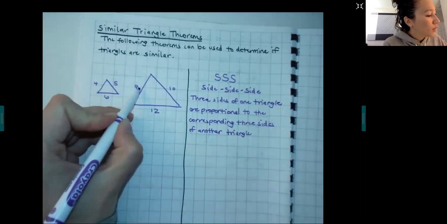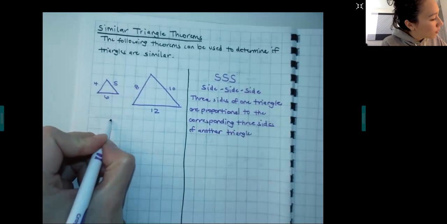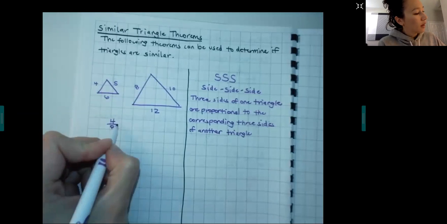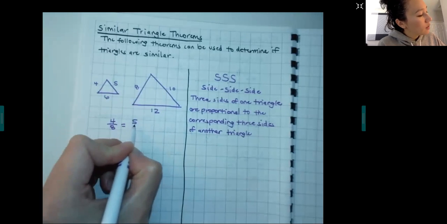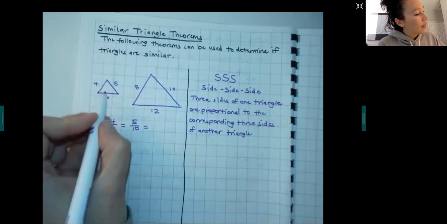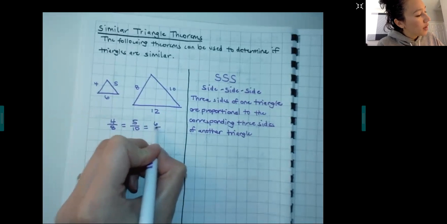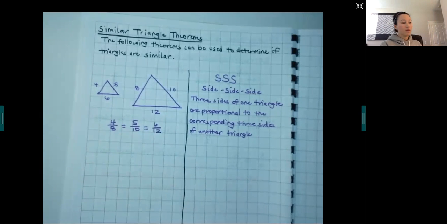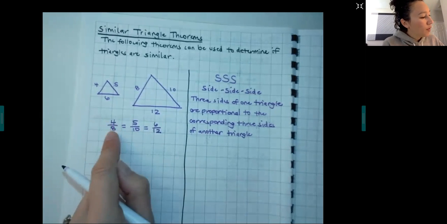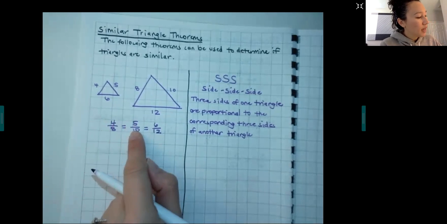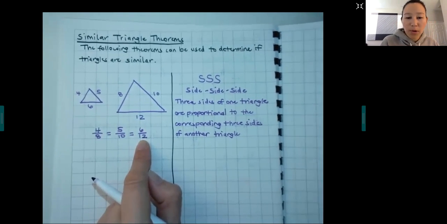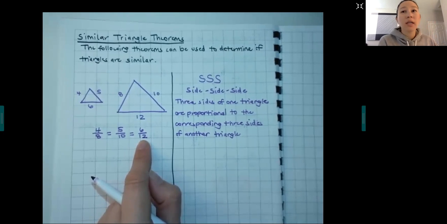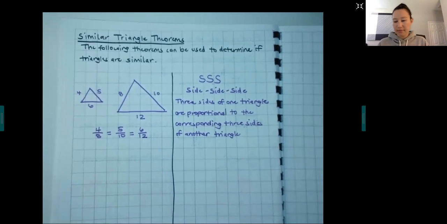So 4 corresponds to 8. So we have 4 over 8. And then we have 5, which corresponds to 10. So 5 over 10. And then 6, which corresponds to 12. 4/8 is 1/2, 5/10 is 1/2, and 6/12 is 1/2. So they're all proportional, which means these are similar triangles.